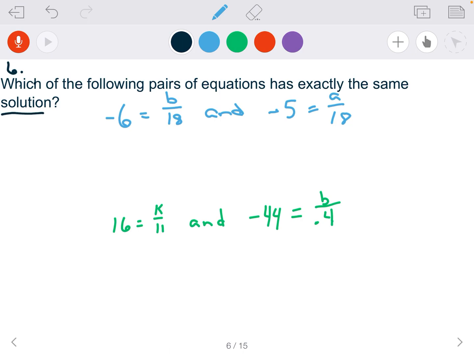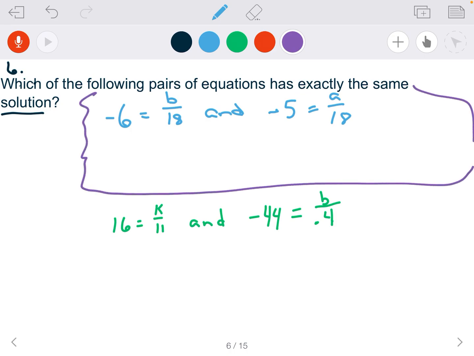So I've got a first set of equations right here. I'm going to just box it off here. I want to know if they have the exact same solution, so I have to solve each equation. If I'm looking at my -6 equals b divided by 18, I'm solving for the variable, in this case, b. How do you undo divide by 18? You multiply both sides by 18.